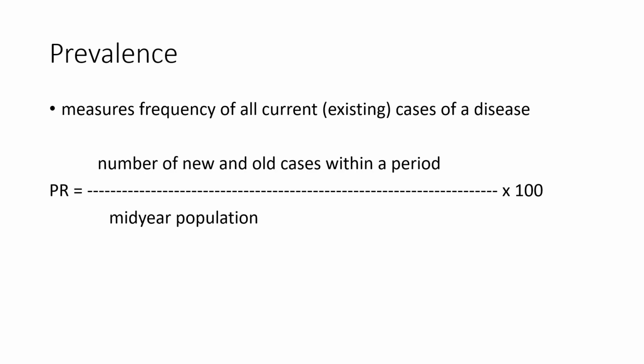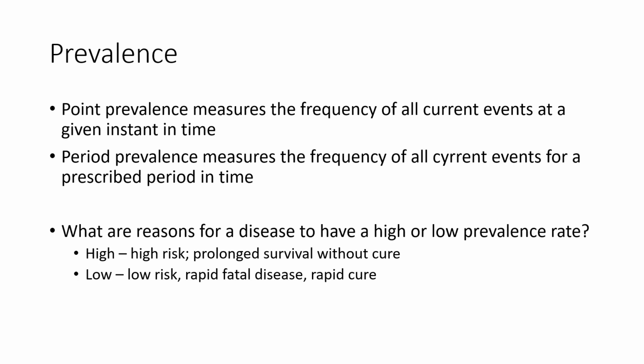Prevalence measures frequency of all current cases of a disease. So it is calculated as the number of new and old cases within a period over the mid-year population times 100. There's a point prevalence, which measures the frequency of all current events at a given instant in time, and the period prevalence measures the frequency of all current events for a prescribed period of time.